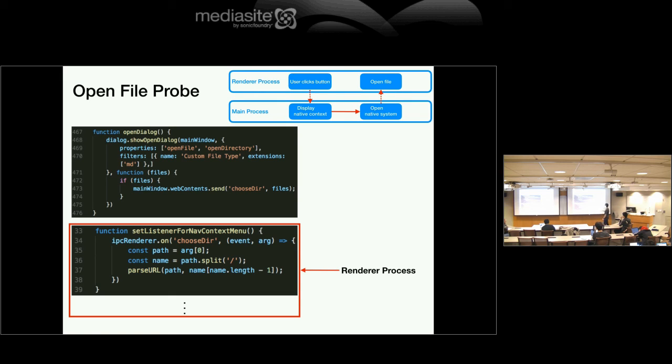Right now at the renderer process, it will again use the IPC renderer module to listen to the same channel and receive that file path. With the file path, the renderer process can do all kinds of operations. In this probe, we are going to open that. And that's the explanation of the code and the workflow. Now I will do the demo.